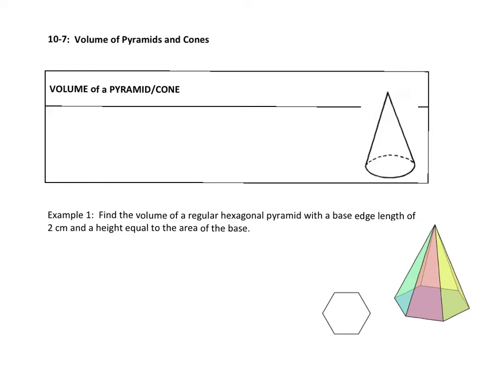Okay, in this section we're looking at the volume of pyramids and cones, and keep in mind a pyramid and a cone have some things in common. They both come to a point and they both have one base.